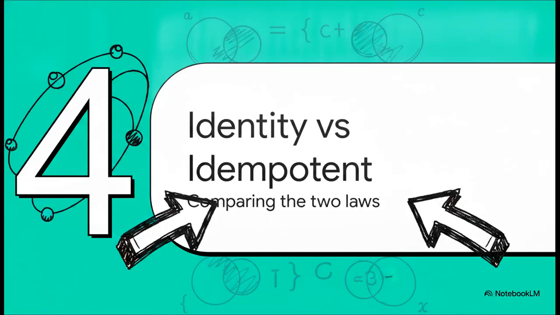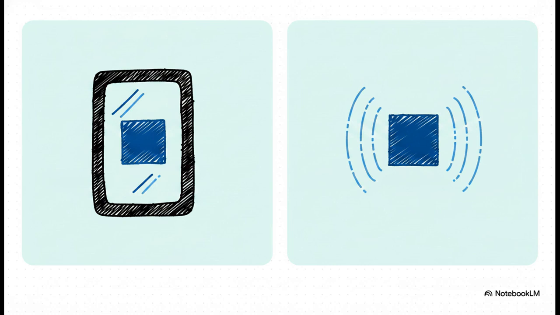All right, Section 4, Identity versus Idempotent, comparing the two laws. When we contrast the mechanics of these two directly, a really fascinating pattern emerges. In both laws, the final result is unchanged, right? You end up with your original set. But the ingredients used to get there are entirely different.